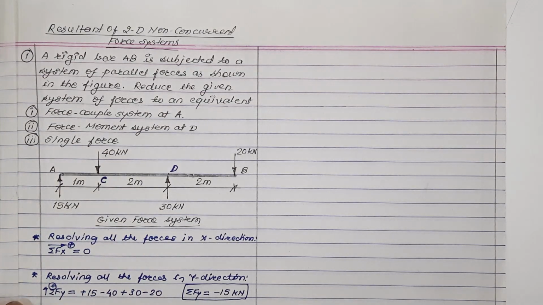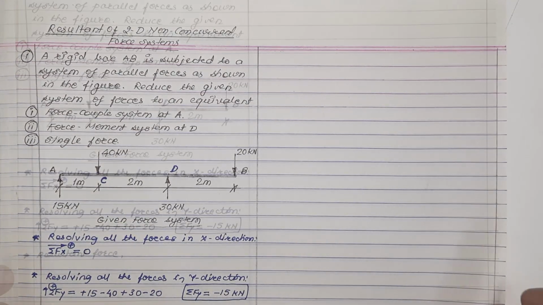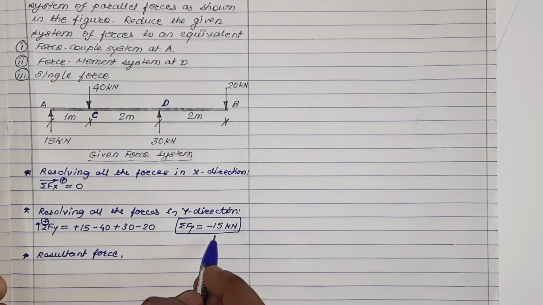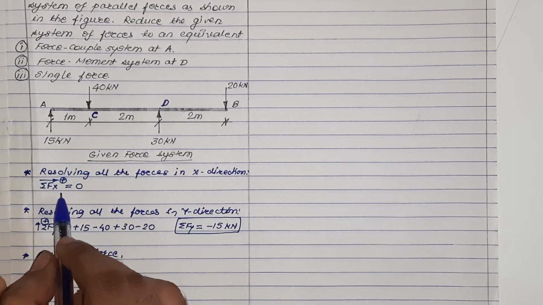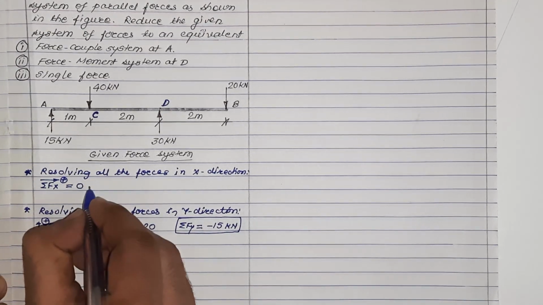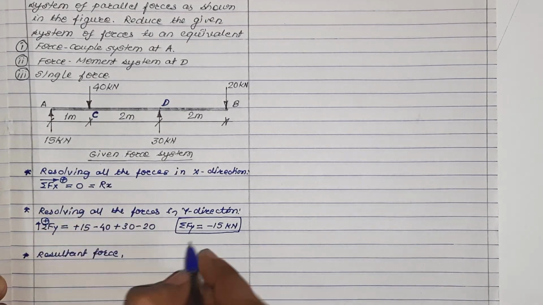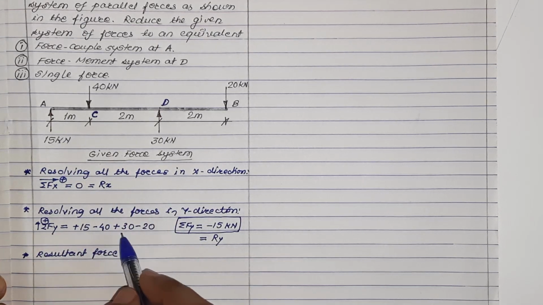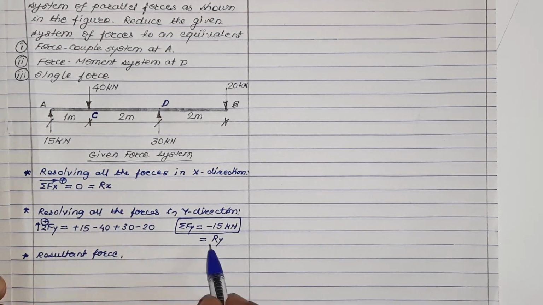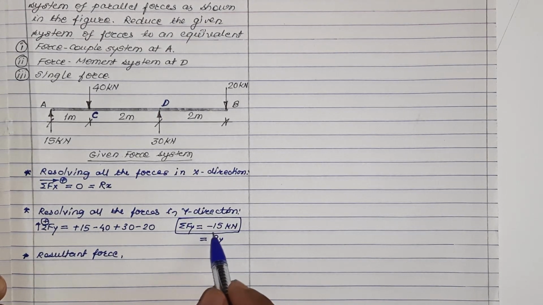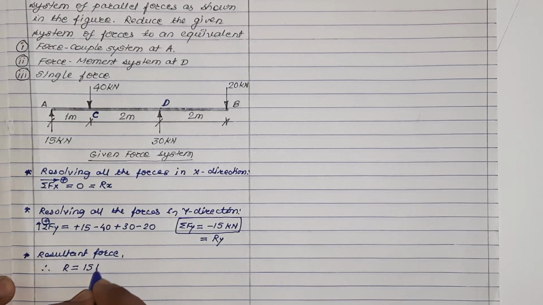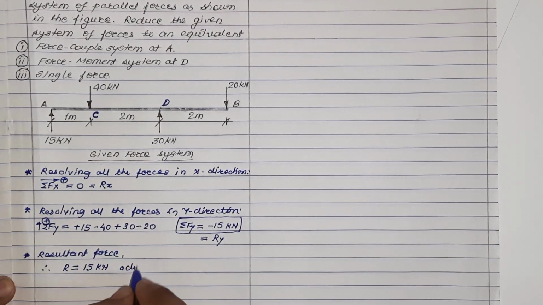Thereafter, we will find out resultant of this force system. Here, only vertical component summation Fy we have obtained, horizontal component summation Fx is 0. What is this? This is nothing but x component of resultant, and summation Fy is nothing but y component of resultant. So, in such situation where horizontal component of resultant is 0 and only vertical component acts, that vertical component itself will be the resultant force. Therefore, R is equal to 15 kilonewton acting downward.